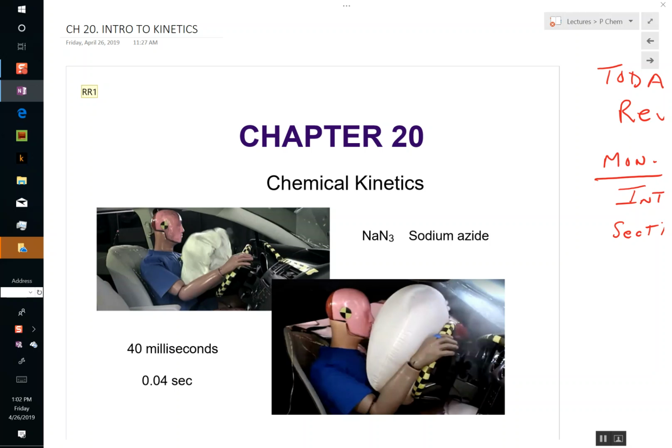Kinetics. Here, there are many things we could point to, but I decided to pull up the airbag. Sodium azide. What you need here is a really quick reaction. Very quick. As a matter of fact, I started doing some calculations here, and I wondered if this was quick enough. It said in 40 milliseconds this bag is going to deploy.